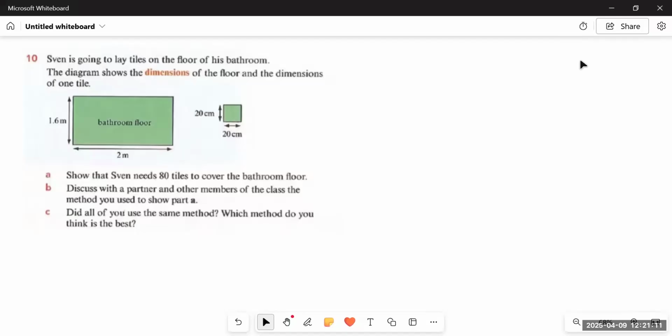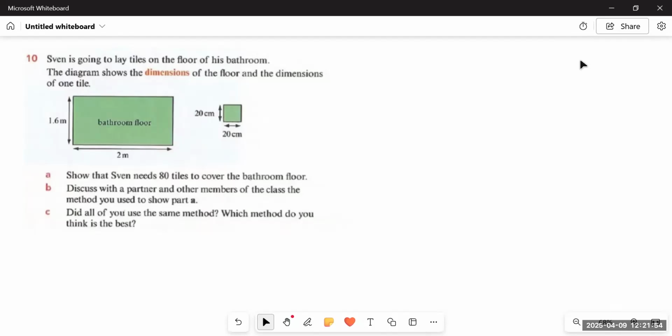Now let's do the next question, where Sevil is going to lay tiles on the floor of his bathroom. The diagram shows the dimensions of the floor and the dimensions of one tile. The dimensions of the floor are given as 2 meters by 1.6 meters. This is the total area of the bathroom. The dimension of one tile is given as 20 centimeters. So the dimension of each tile is given in centimeters, and that of the bathroom is given in meters. They're saying show that Sevil needs 80 tiles to cover the bathroom floor.